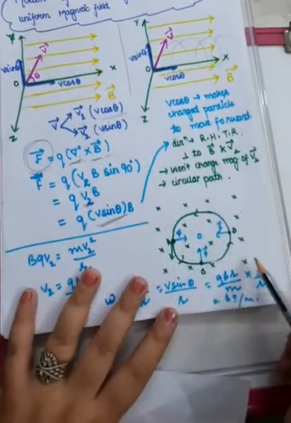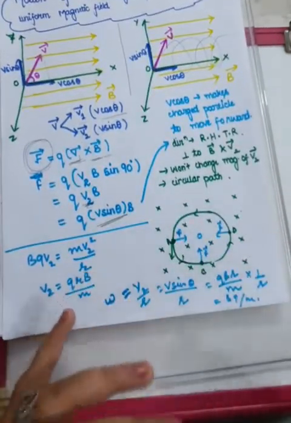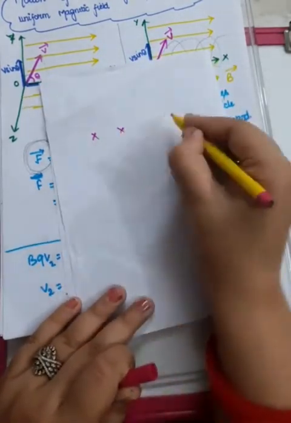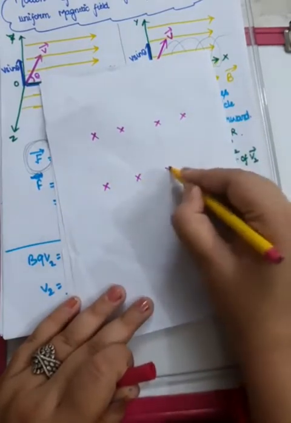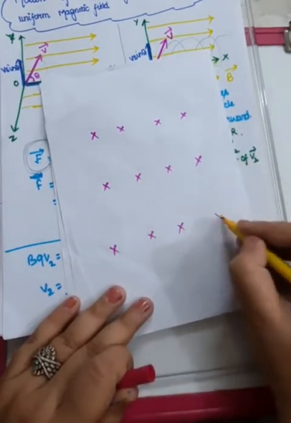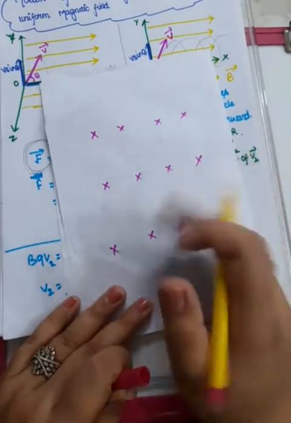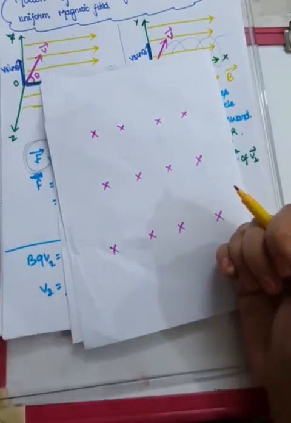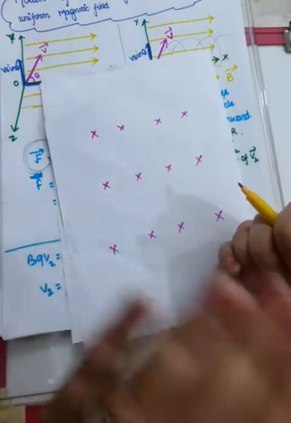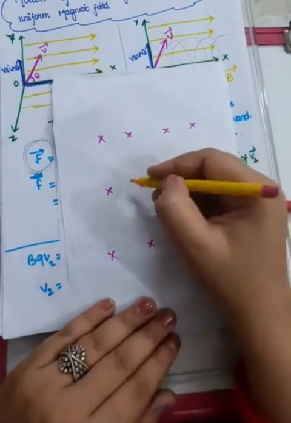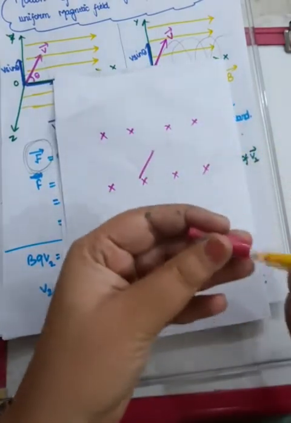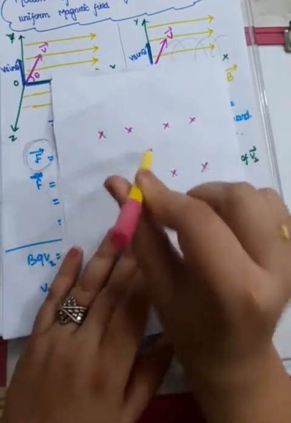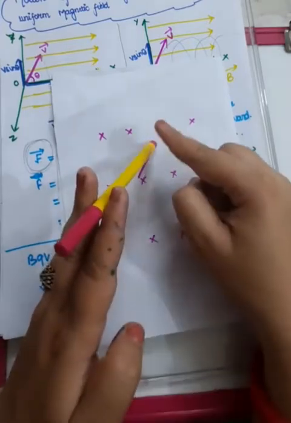You can see this figure. It is looking complicated. I'll draw it again to explain it. Suppose you have many crosses here. These crosses depict the direction of the magnetic field, which is directed inside the plane of paper. It's actually 3D, so it's difficult to understand. So it's directed inside the plane of paper, and this is the direction of the B vector.